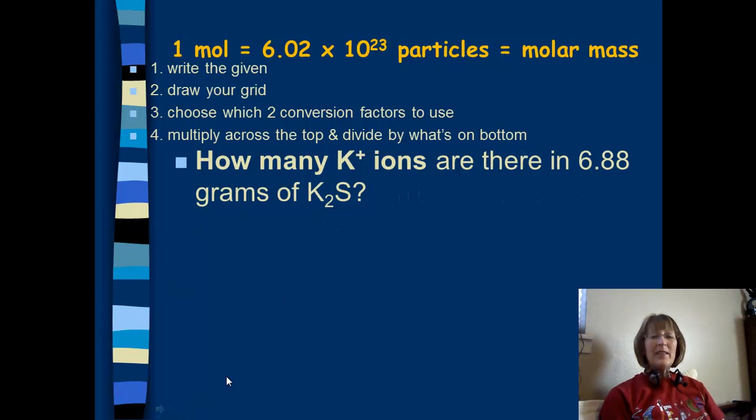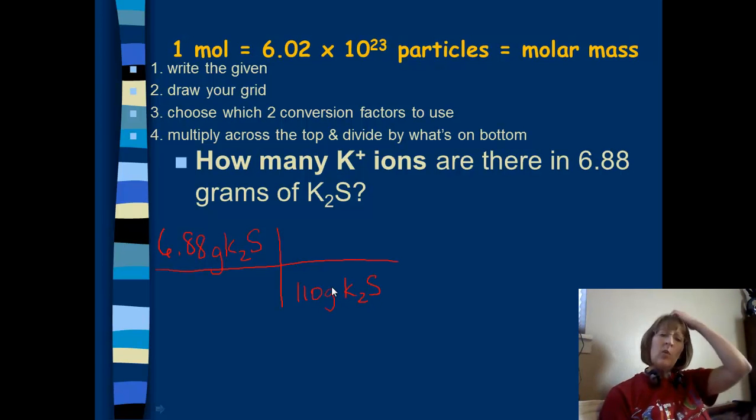How many potassium ions are there in 6.88 grams of K2S? Alright, this is one that's almost verbatim off of the STAR test questions that they sent out to us. So the first thing I need to do is write down what they gave us, 6.88 grams of K2S, and we said that it had a formula mass of 110. So again, grams down here, 110 grams K2S.